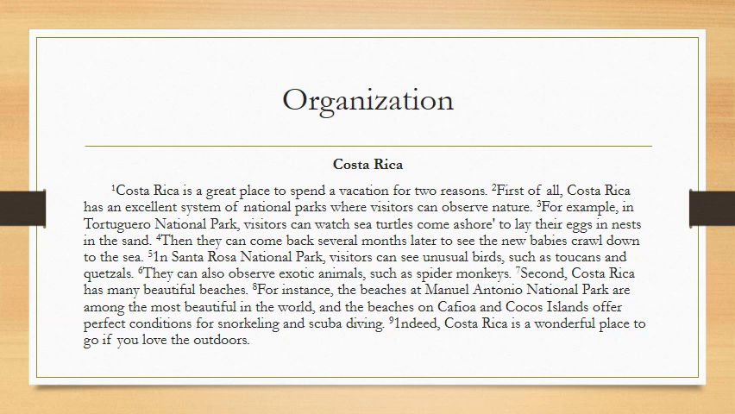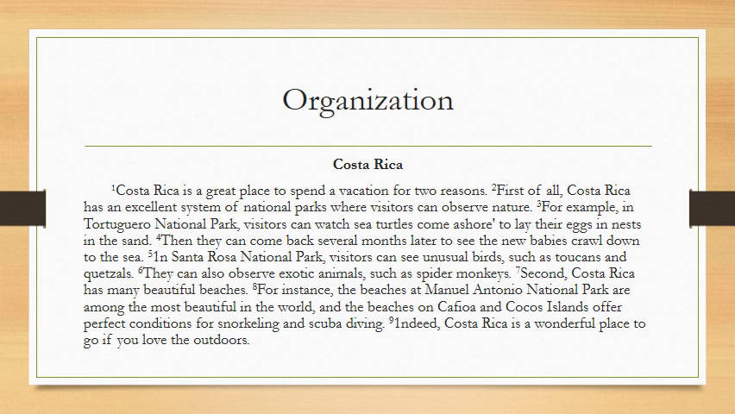Second, Costa Rica has many beautiful beaches. For instance, the beaches in Manuel Antonio National Park are among the most beautiful in the world, and the beaches of Caño and Cocos Islands offer perfect conditions for snorkeling and scuba diving. Indeed, Costa Rica is a wonderful place to go if you love the outdoors.